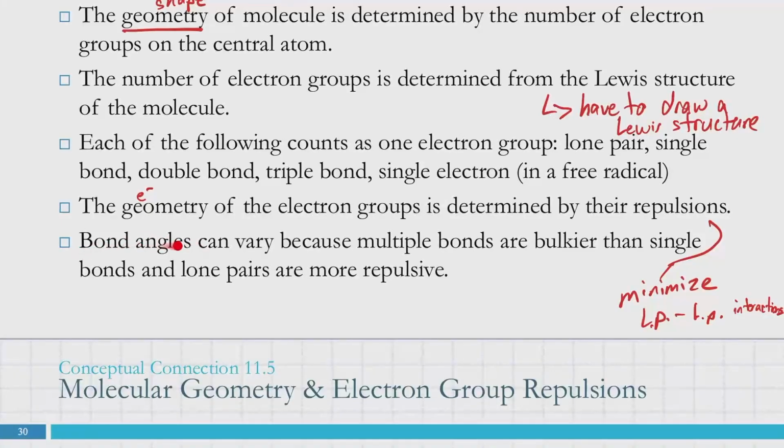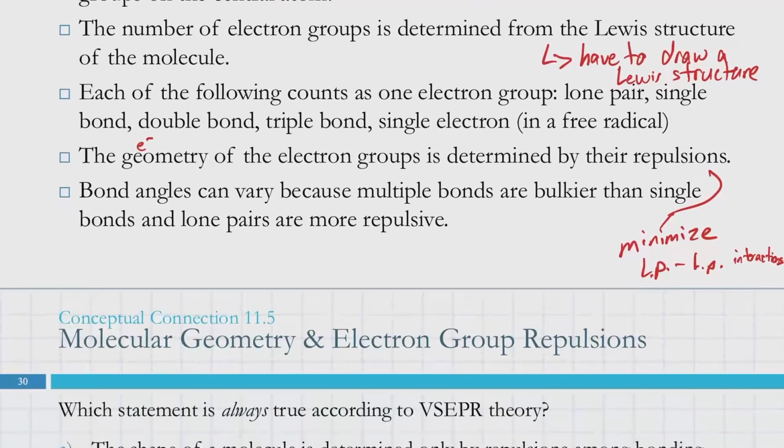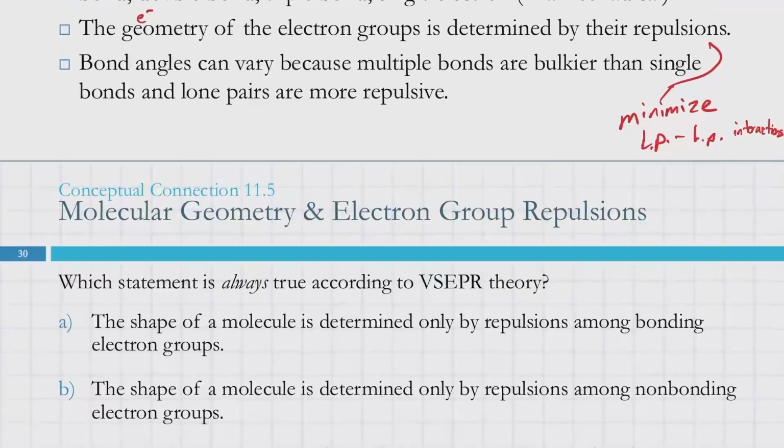The bond angles can also vary. Multiple bonds are bulkier than single bonds. Lone pairs are also more repulsive, so we might end up having some squeezed bond angles if they're away from lone pairs.